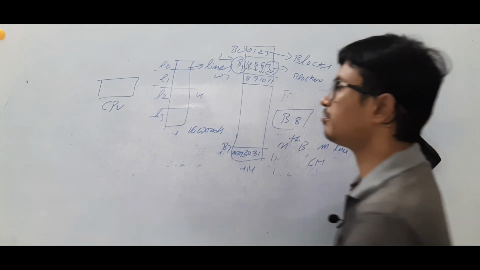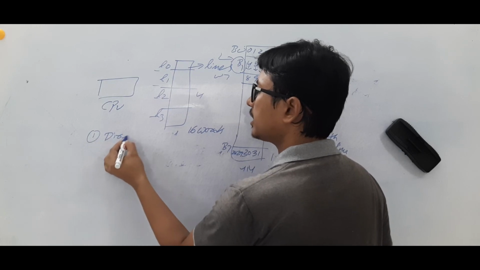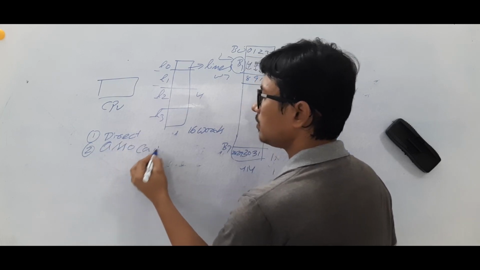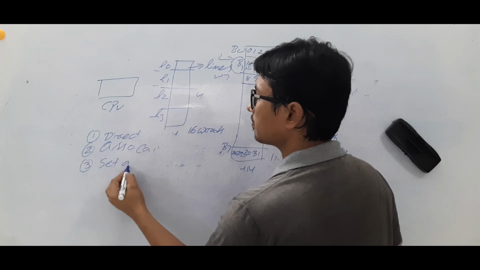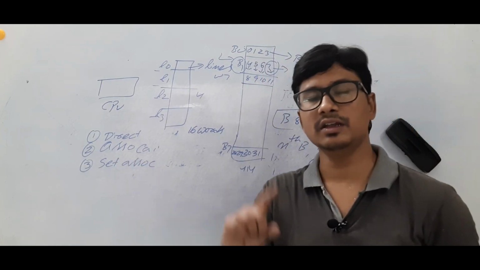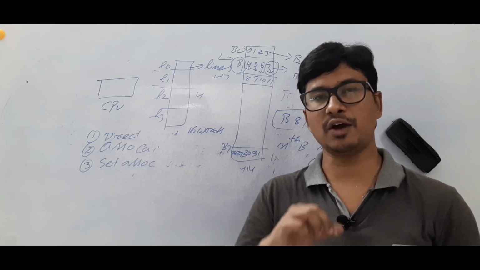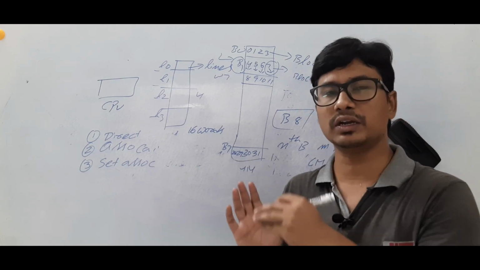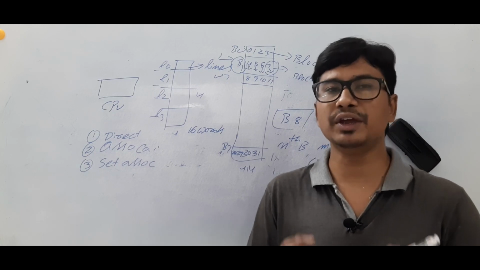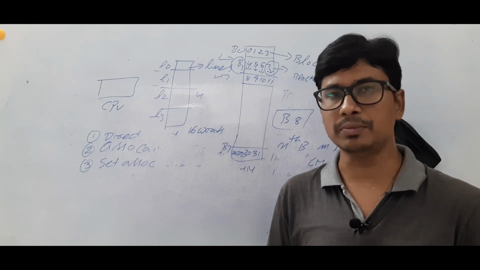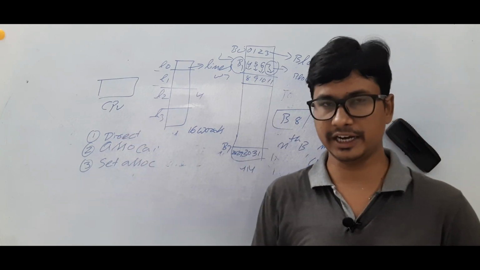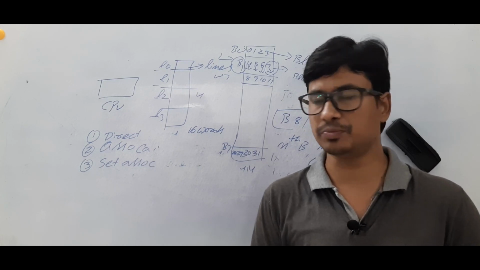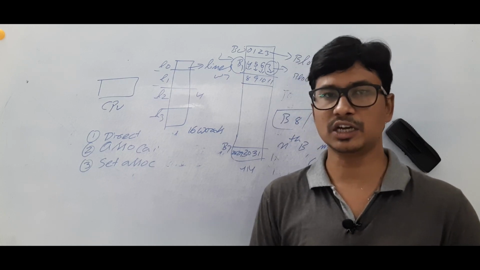So we have 3 types of mapping techniques. The first one is direct mapping, the second one is associative mapping, and then we have set associative mapping. I hope you have understood the concepts I have discussed in this video. If you have any doubts related to this, feel free to ask in the comment section. In the next video, I will discuss what direct mapping is and what the drawbacks of direct mapping are, and I will help you understand direct mapping with a few examples. Then we will go for associative mapping and then set associative mapping.